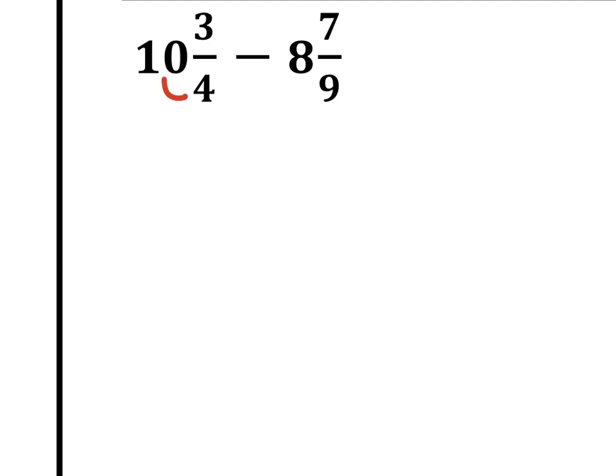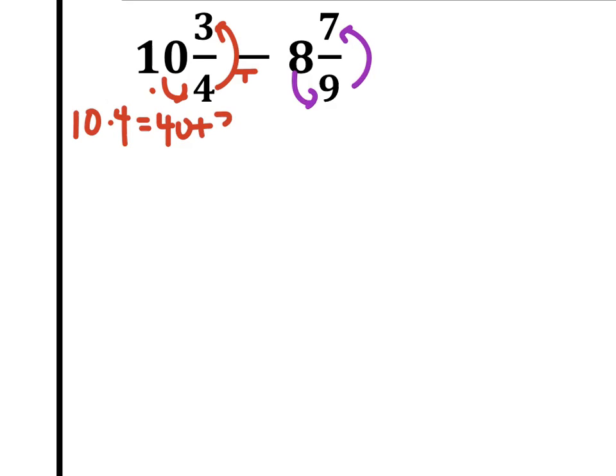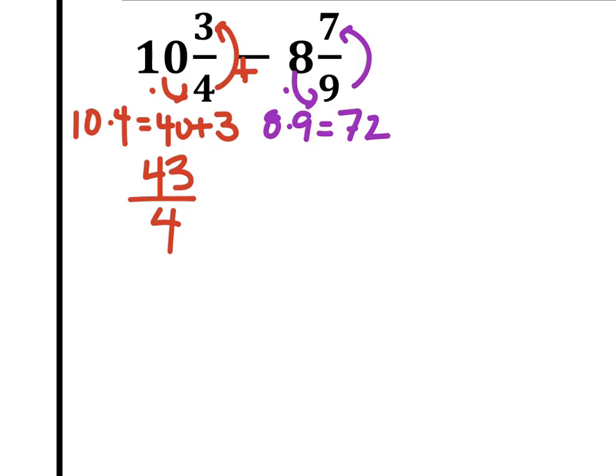Starting with method number 1, which is just to use the cycle method to change these into improper fractions, right? So cycle method, take the whole number, multiply it by the denominator. So in this case, I got 10 times 4, which is 40, and then add that 3 in the numerator. And then I have 43/4. Now this other fraction, right? I got 8 times 9, which is 72. And then add the 7 in the numerator to get 79/9. And yes, this is subtraction.